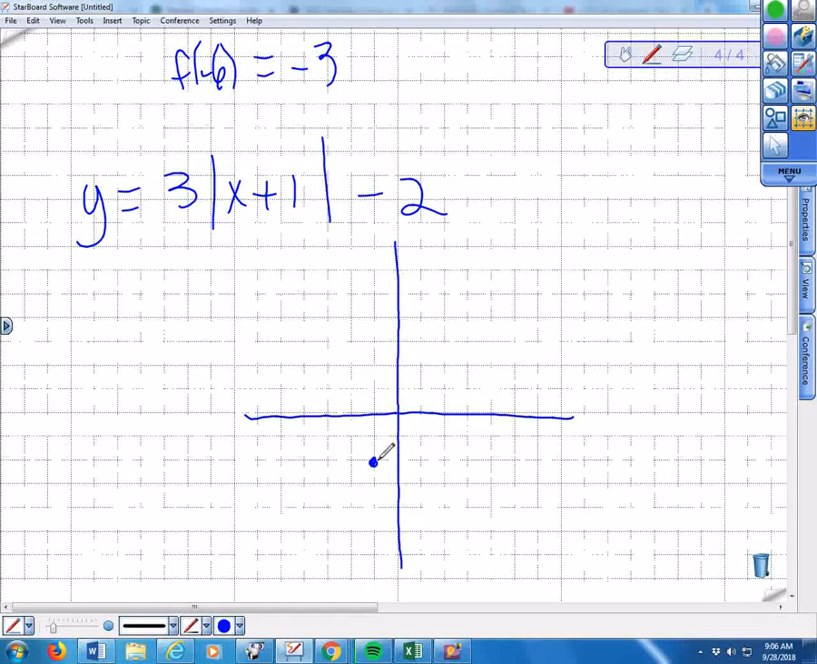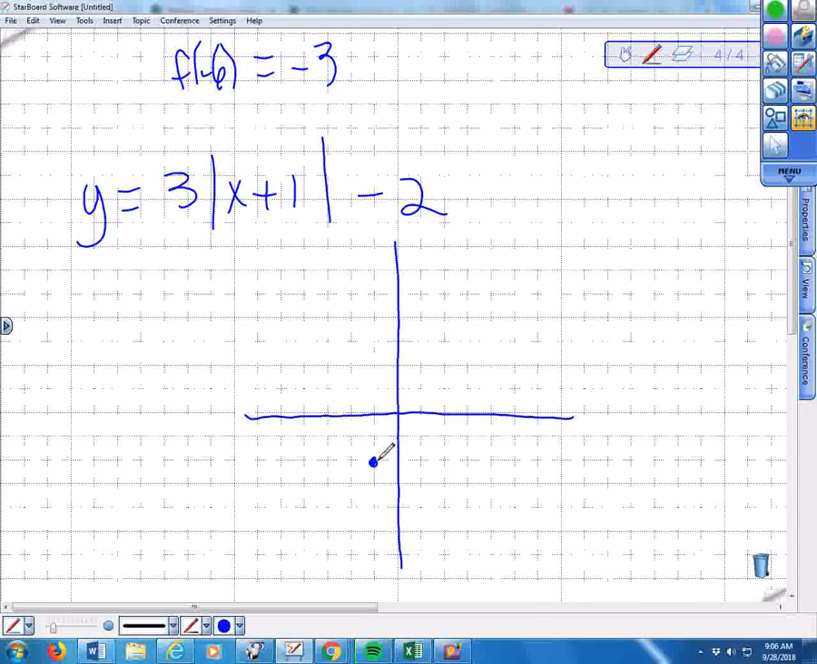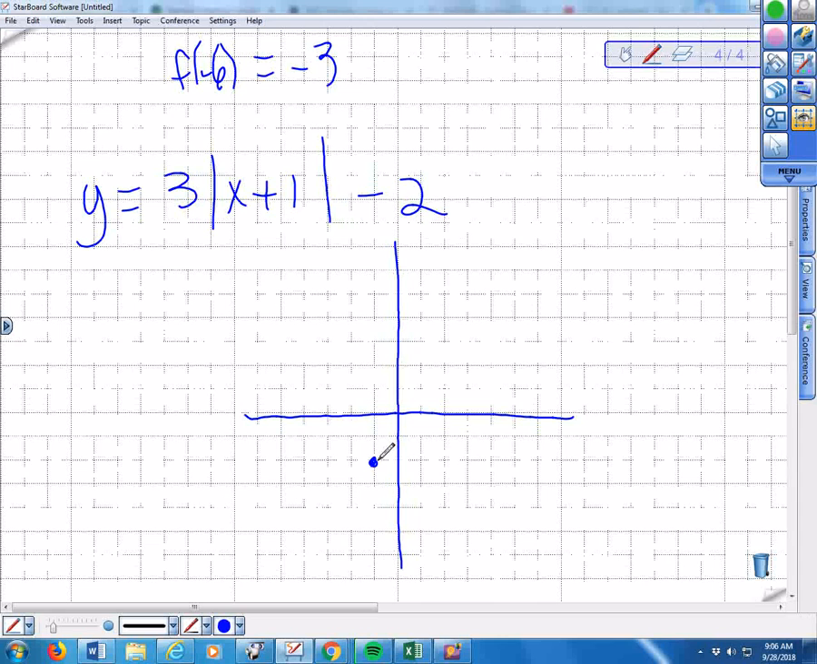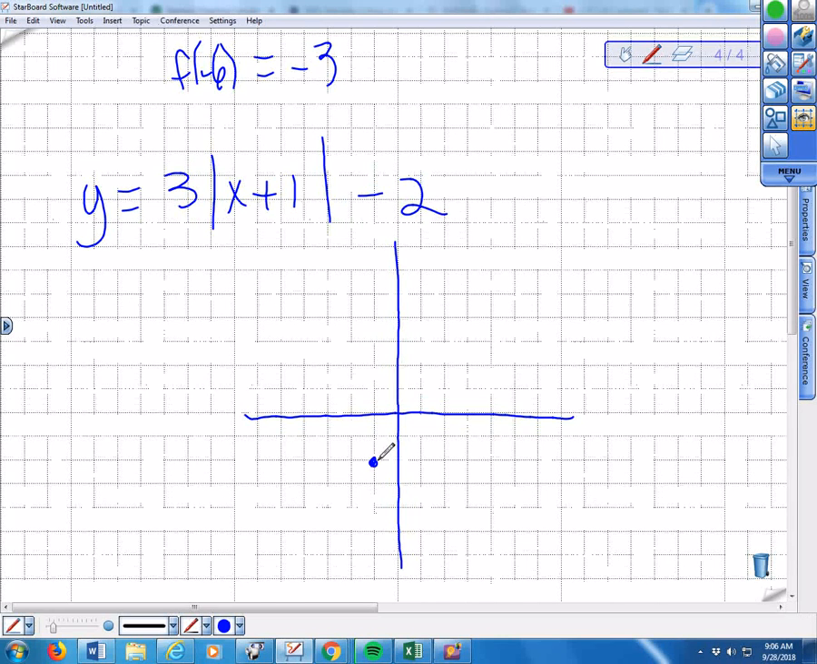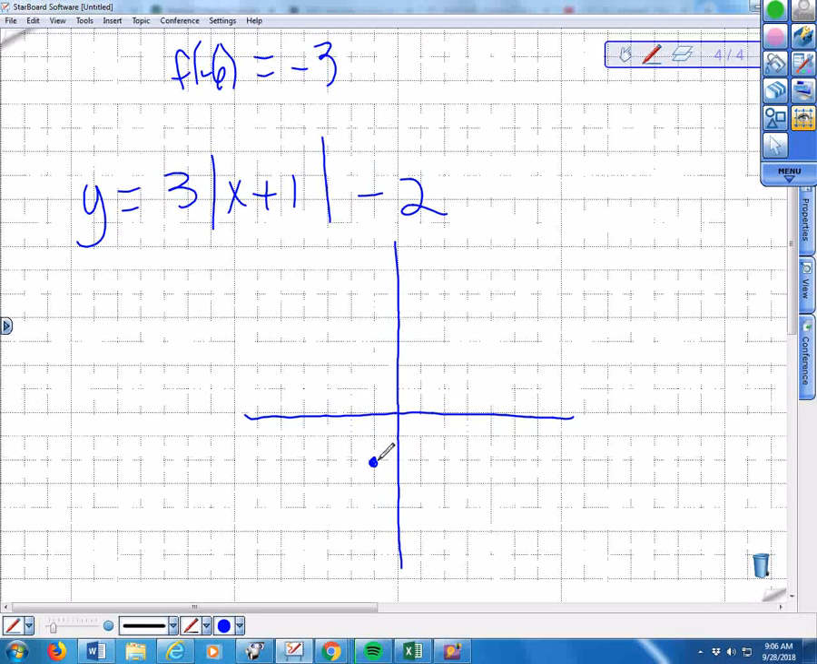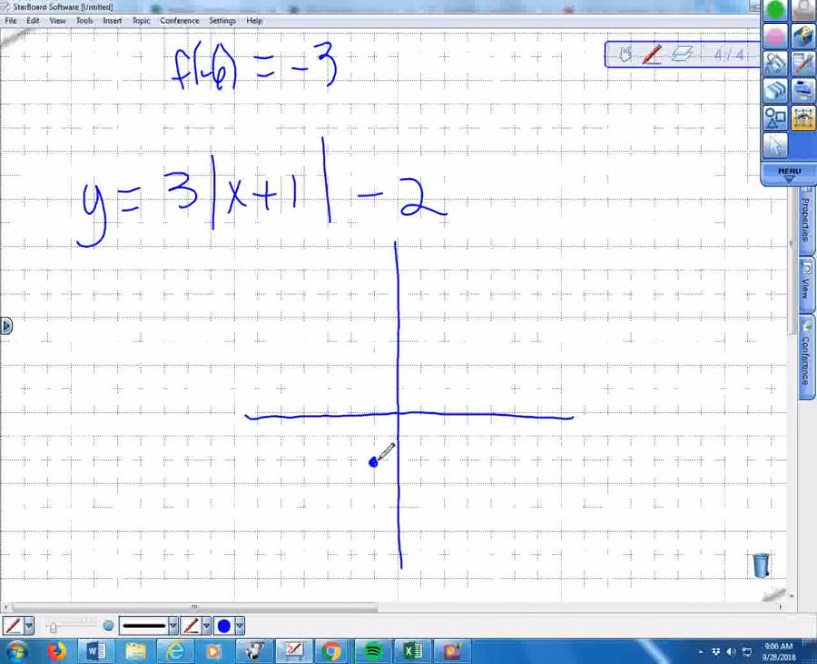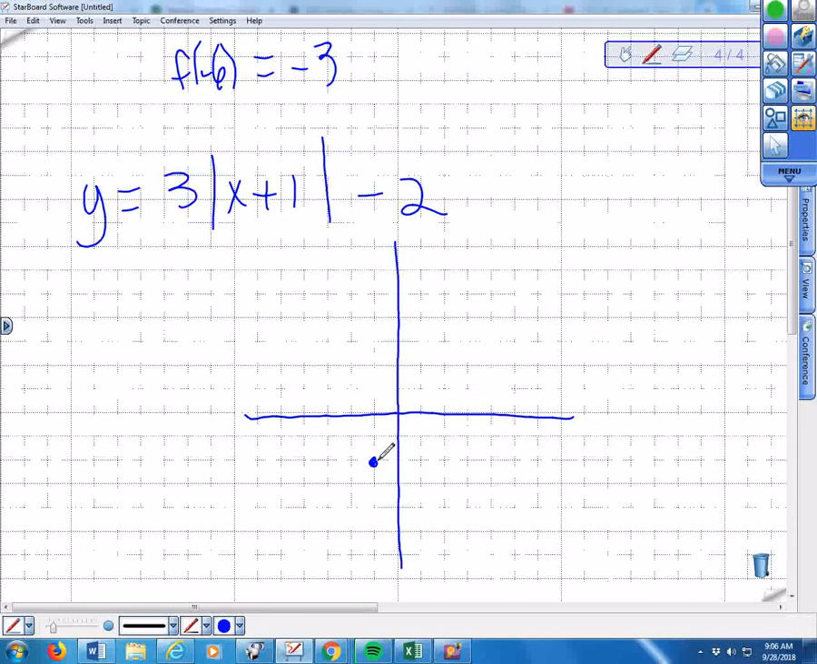Is the sign in front positive or negative? Positive. So which direction do I expect my V to go? Up, right? If there were a negative in front, remember it flips over, so it'd be going down. Okay, so I know it's going to go up. I've handled this piece and this piece, but I've got this 3 here. Think of the 3 as a slope.